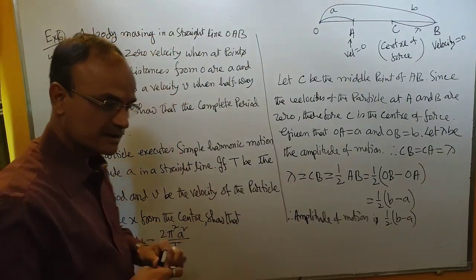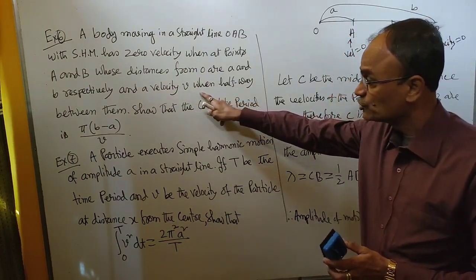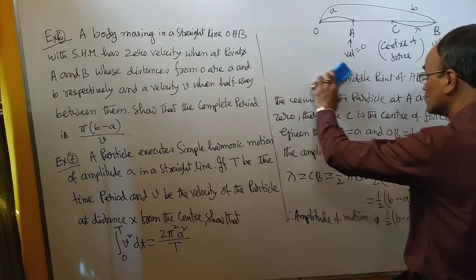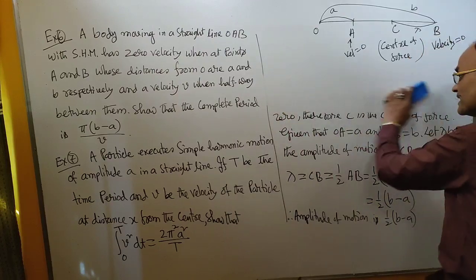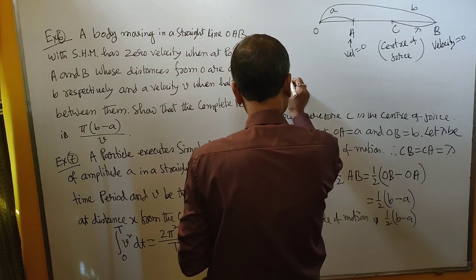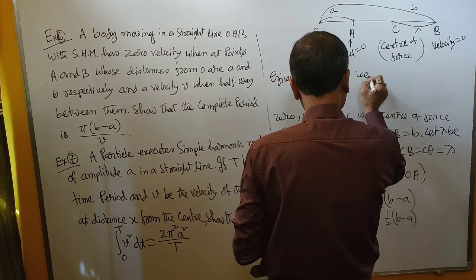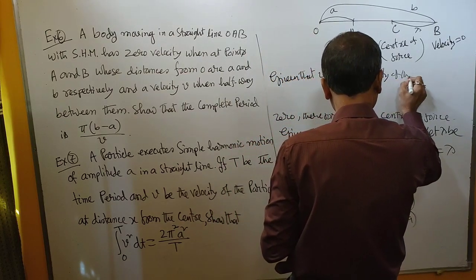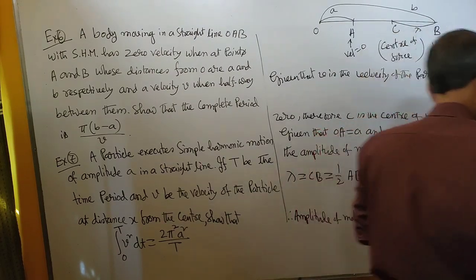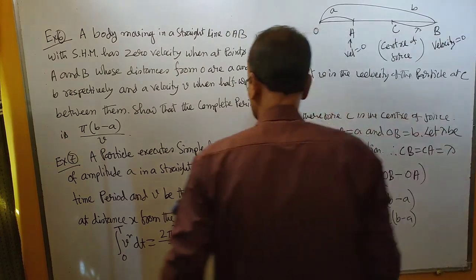Now, V is the velocity when halfway between them. Means V is the velocity of the particle at C. Given that V is the velocity of the particle at C.